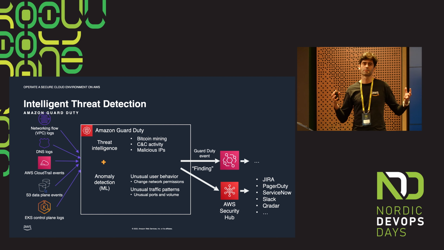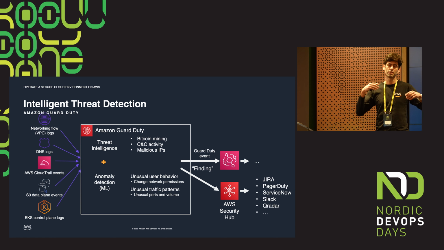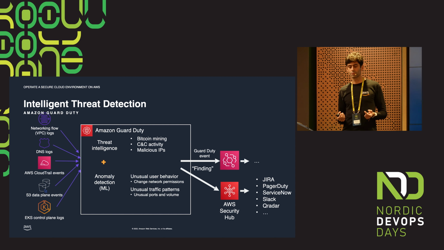GuardDuty takes all these logs and information and applies threat intelligence on top of these feeds, as well as anomaly detection using machine learning. It looks at your baseline, how much traffic you typically have on a certain EC2 instance. If suddenly there is a port with a huge spike in traffic, that's an anomaly. Or if a user is changing a lot of bucket policies, that's also an anomaly. GuardDuty will generate findings for you.